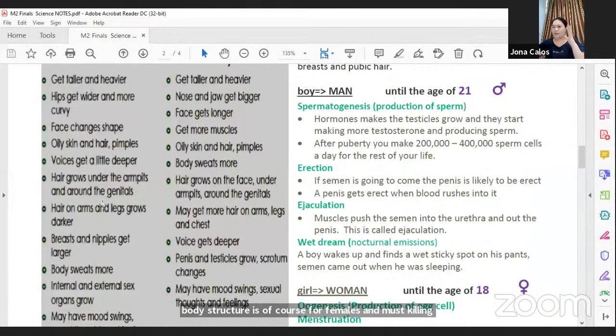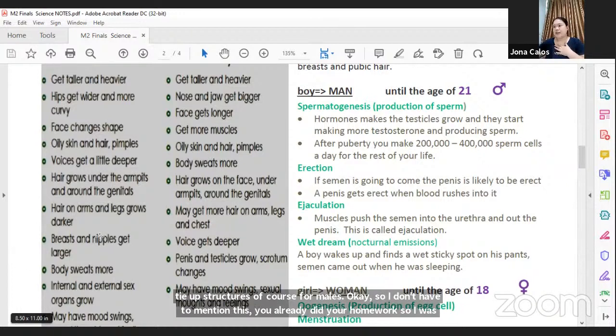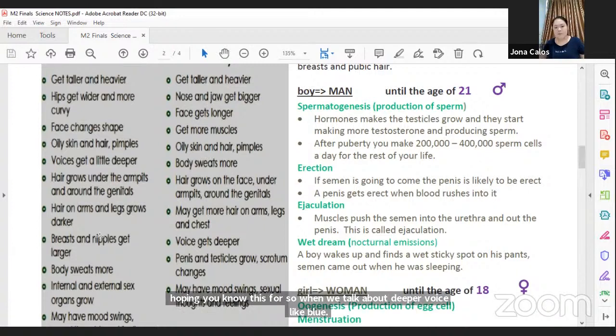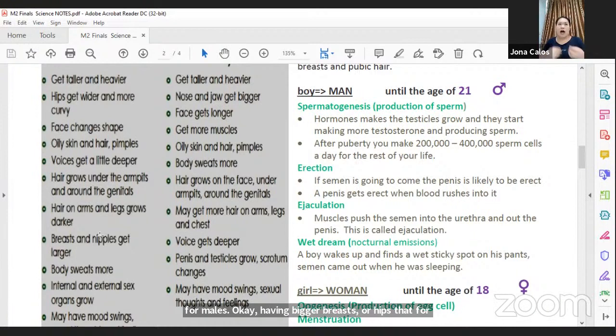So I don't have to mention this. You already did your homework, so I was hoping you know this. When we talk about a deeper voice, that's for males. Having bigger breasts or hips, that's for females. Having periods is for females. Having wet dreams is for males. Having oily skin and growing pimples is for both. Having body odor because of sweat is for both male and female.